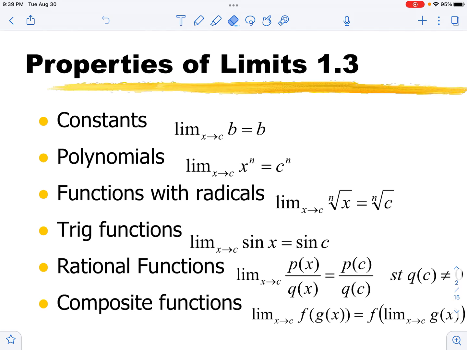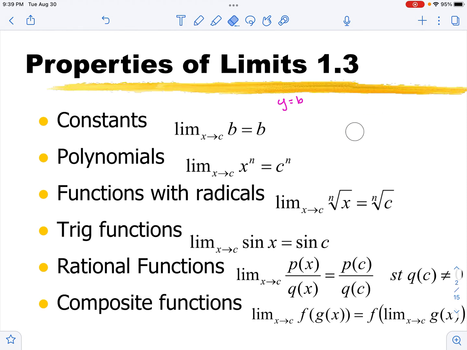When I'm talking about properties, these are all properties of limits. The first one is the limit as x goes to c of b is equal to b. What does that mean? Think of b as your function, like f of x or y equals b. So you're actually looking at a horizontal line.